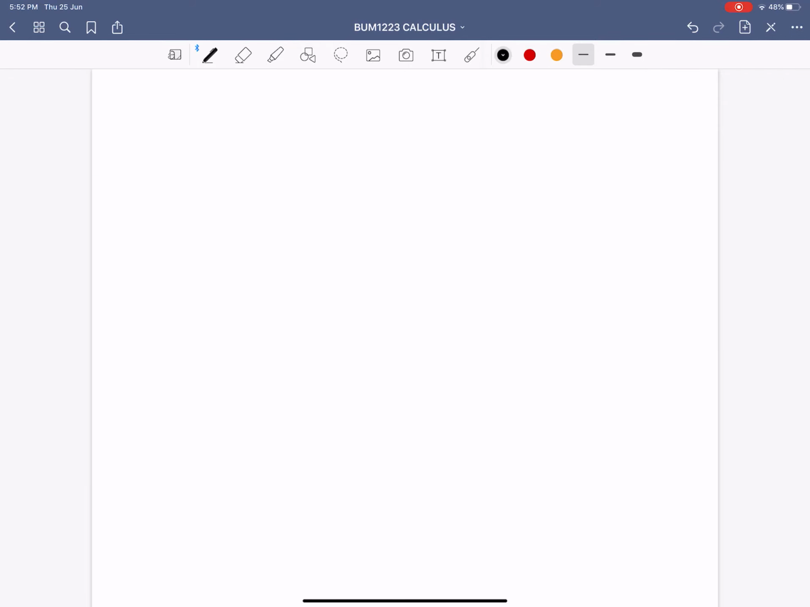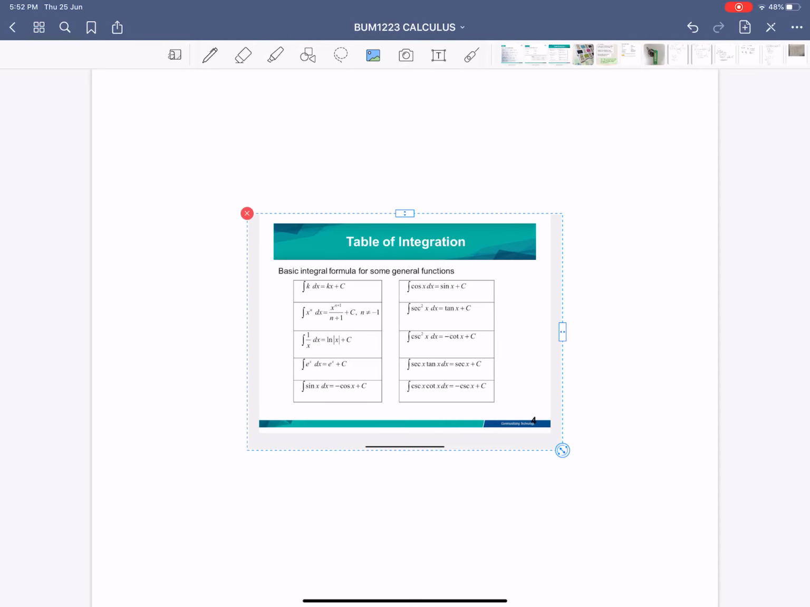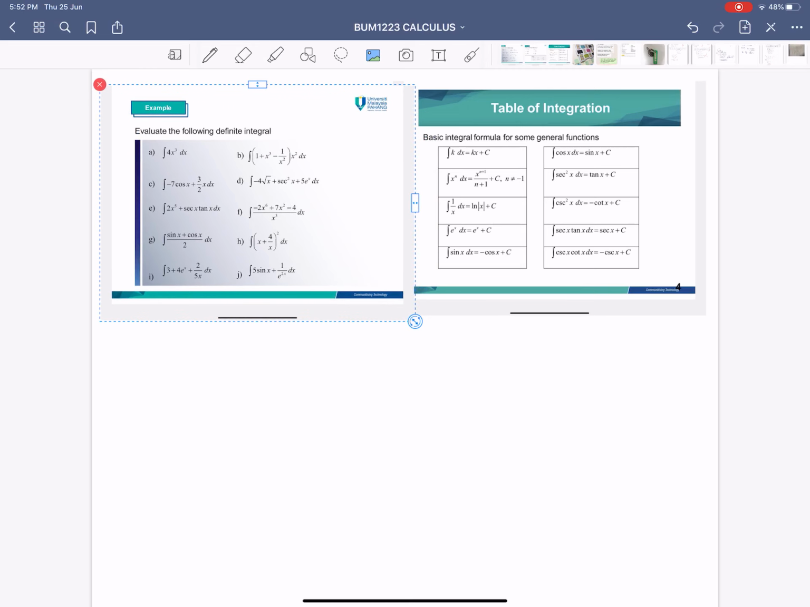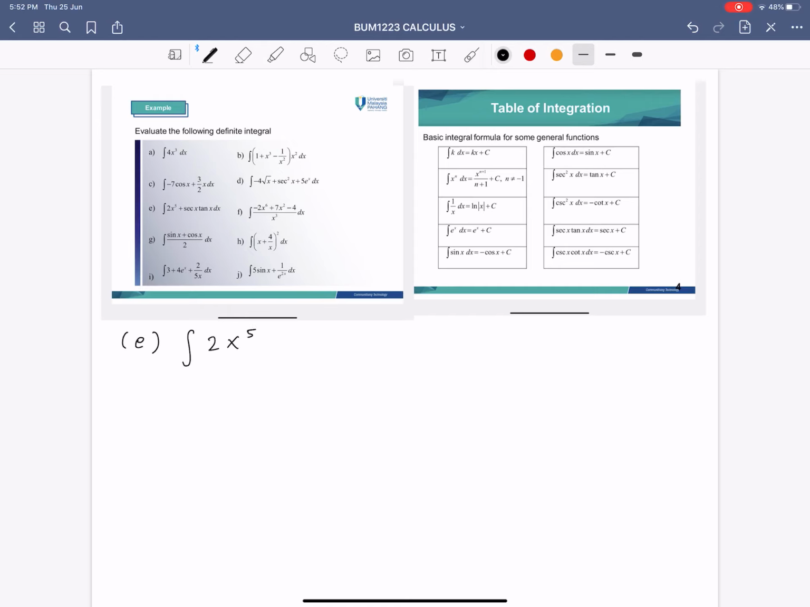I'll put into a new page. Here we want this formula. We also want to see the question. So for question E, we have the integration of 2x power of 5 plus secant x tangent x dx. Okay, here if you see we have plus signs, therefore we should have a bracket here.